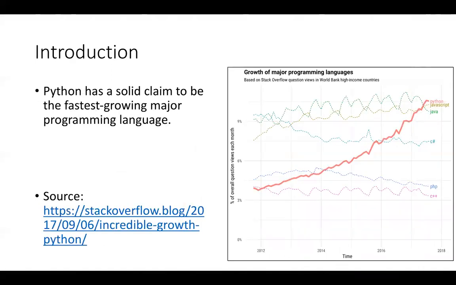One of the reasons why we use Python for data analytics is its increasing popularity as a programming language. The graph on the right of your screen is the percentage of overall question views on Stack Overflow each month over time. So it's pretty clear Python is becoming a more popular programming language.